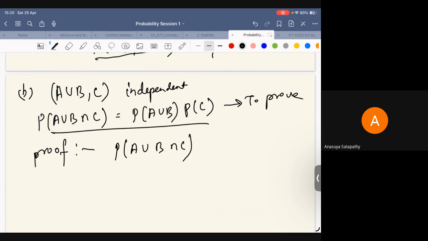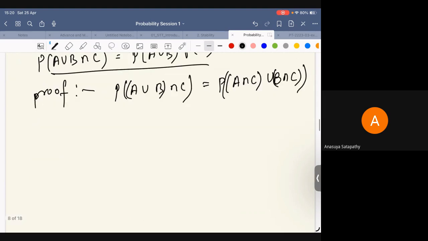Okay, can I apply the distributive property? Yes. Probability of A intersection C union B intersection C. Okay, so how should I open it now?